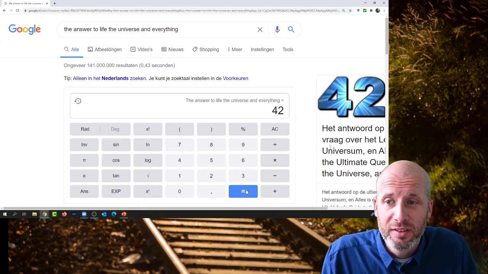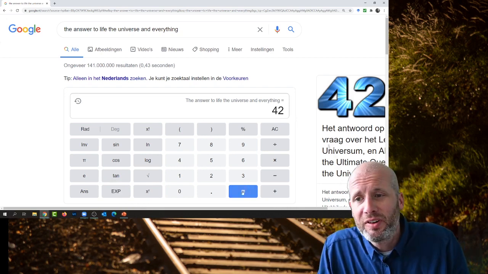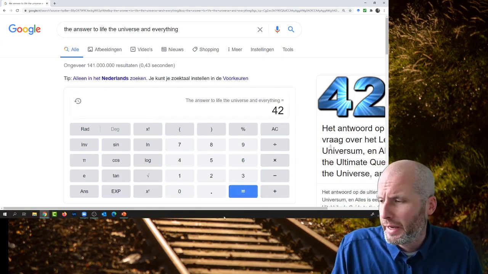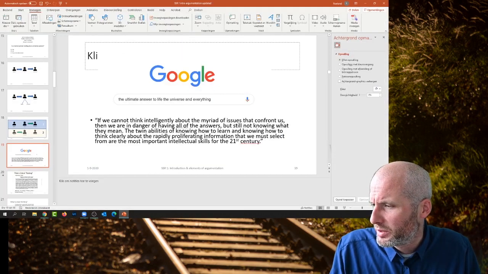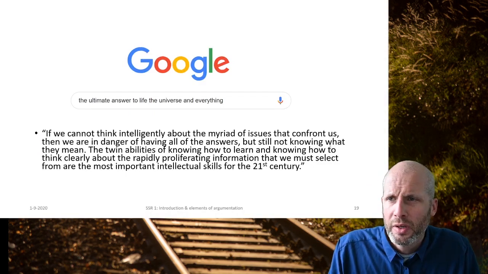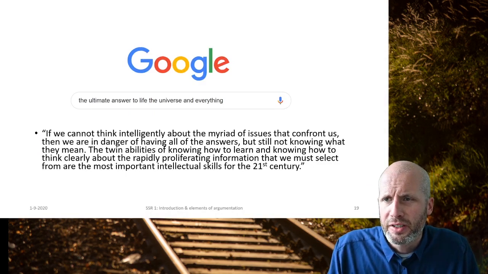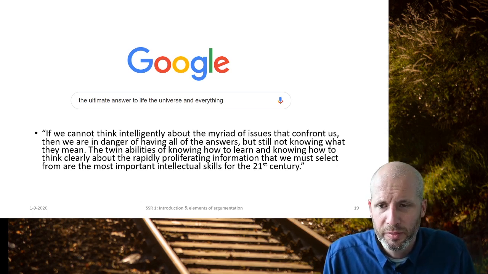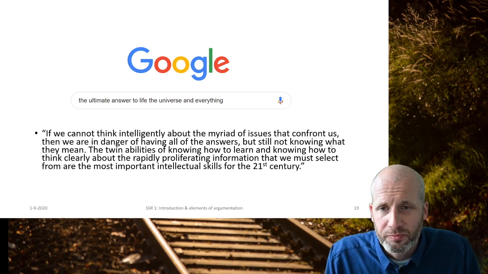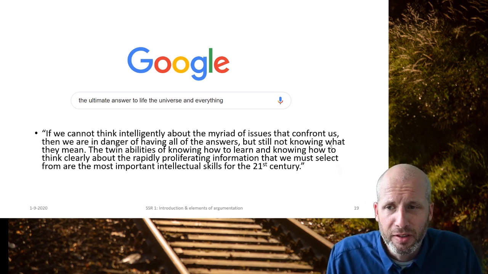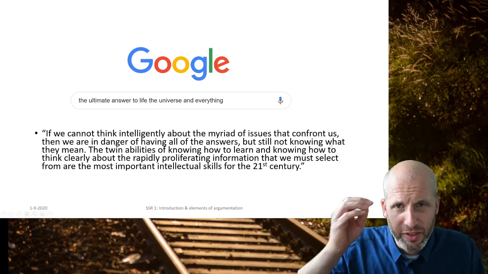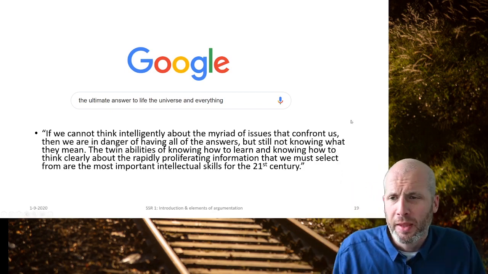That point still is, you can find all the answers you like online. You still have to know what they mean and what the questions are before it will make sense to you, which is another reason for becoming a critical thinker. The 42 example is from the Hitchhiker's Guide to the Galaxy, by the way, which somebody at Google appreciated and put in there. So it's there. I think it works the other way around as well. If you Google 42, you get the ultimate answer to life, the universe, and everything.